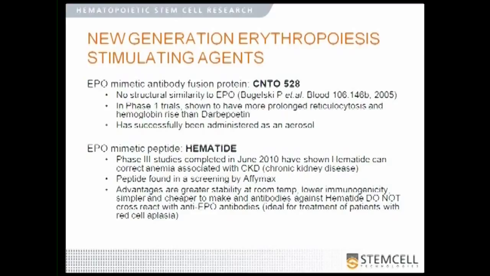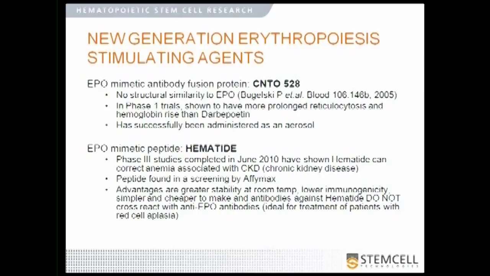Hematide is another EPO mimetic and was co-developed by Affymax and Takeda Pharmaceuticals. Phase 3 studies recently completed with hematide have found it to be effective in the treatment of patients with chronic kidney disease. Originally, hematide was identified by a peptide screen by Affymax, where they identified a short peptide not related to EPO in amino acid structure, but a peptide nonetheless that demonstrated very good EPO activity.